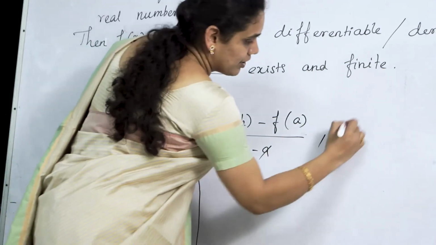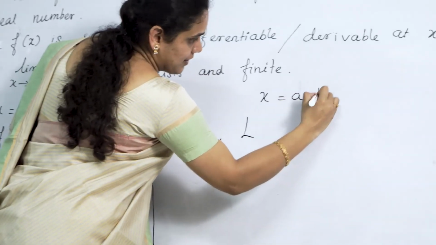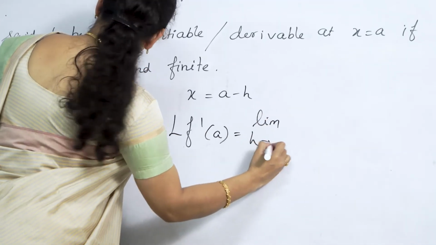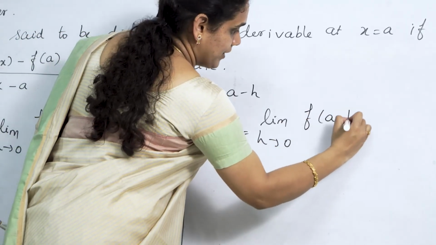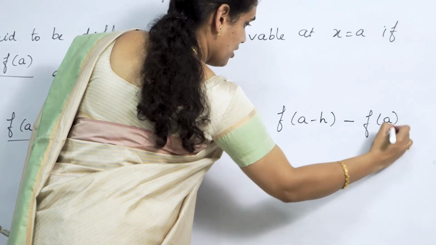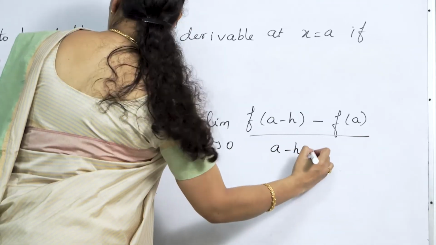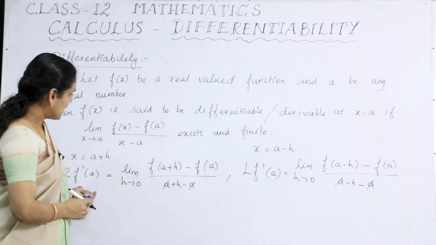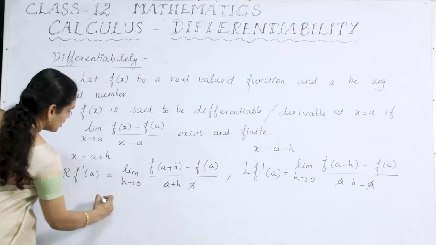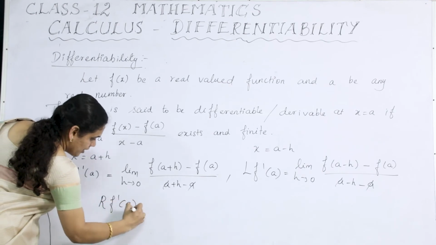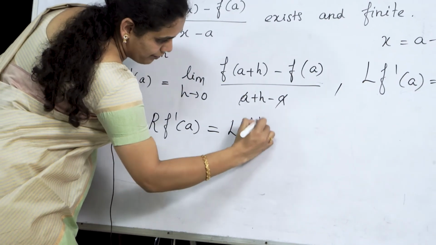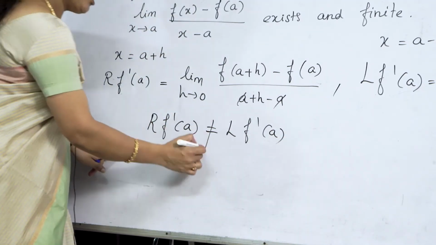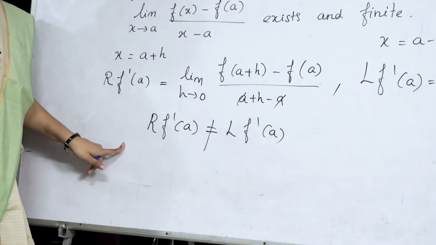Okay, then what will happen to the left limit? So put x equal to a minus h. So Lf'(a) is equal to limit h tends to 0, (f(a minus h) minus f(a)) by (a minus h minus a). So this gets cancelled, you will get minus h in the denominator. Okay, when we say that this function is differentiable, Rf'(a) should be equal to Lf'(a), then only we say that the function is differentiable at x equal to a. If this is not equal, then we say that it is not differentiable at x equal to a.